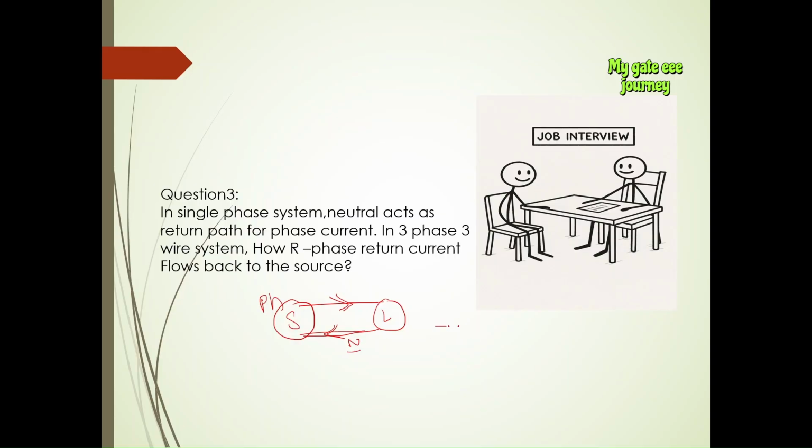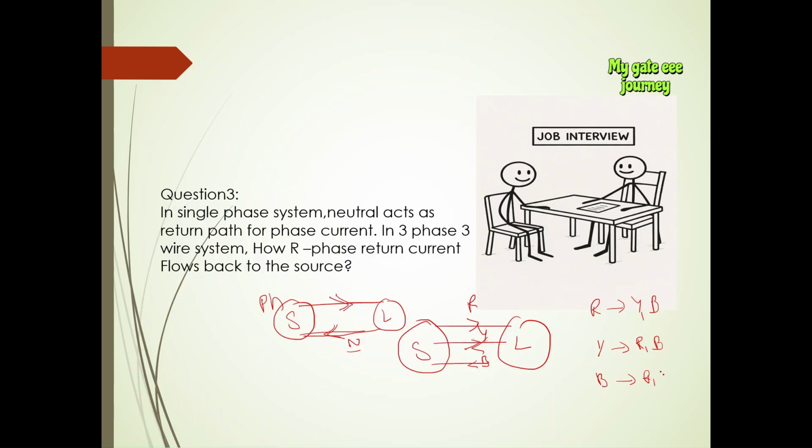What happens in a 3-phase 3-wire system? This is the source, this is the load. If they ask like this, you should answer like this. For R phase current, Y and B will act as return paths. For Y phase current, R and B will act as return paths. For B phase current, R and Y will act as return paths. This should be your answer.